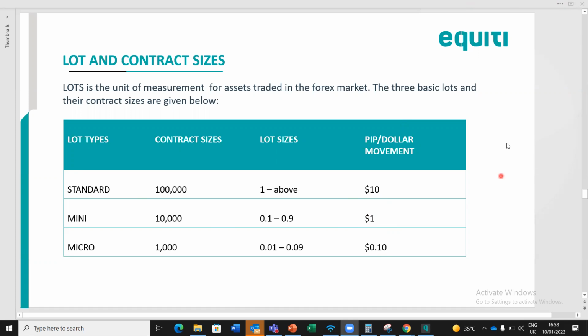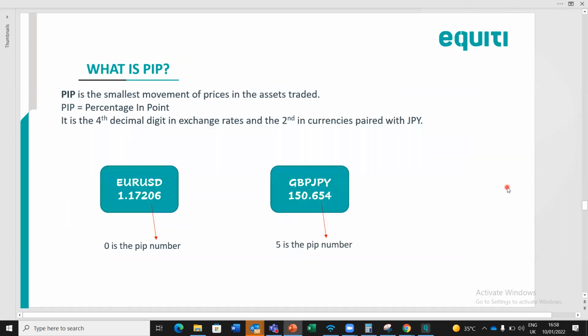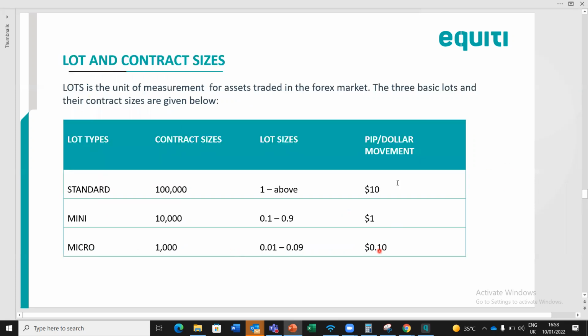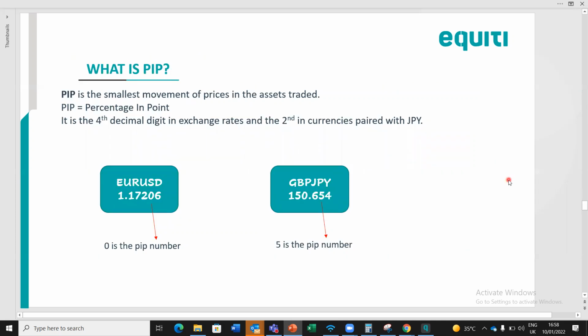I'm going to quickly talk about the pip so we understand what a pip is, and you won't be lost when we talk about pips. So let's quickly talk about what pips are. A pip is the smallest movement of prices in the assets that are being traded. A pip is the smallest movement of what? Prices in the assets that are being traded. Now, a pip is simply percentage in points.